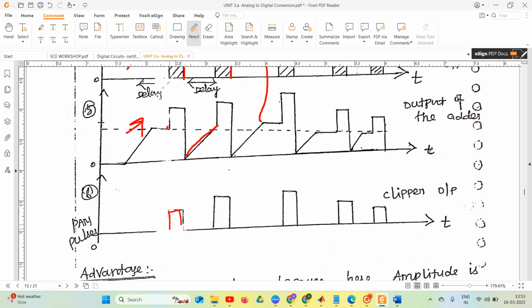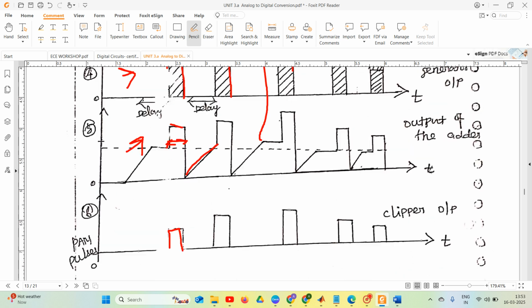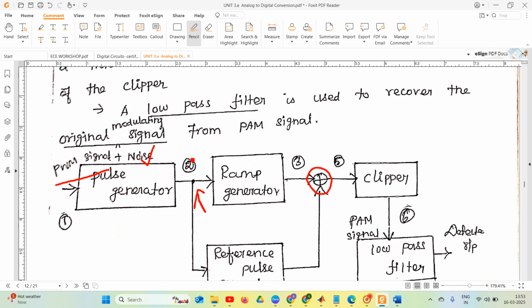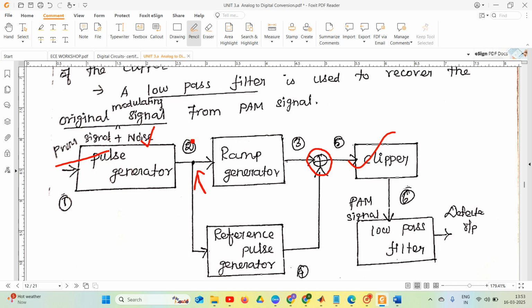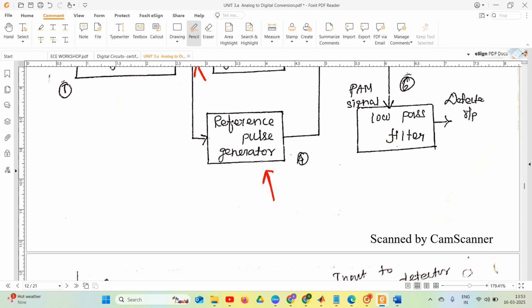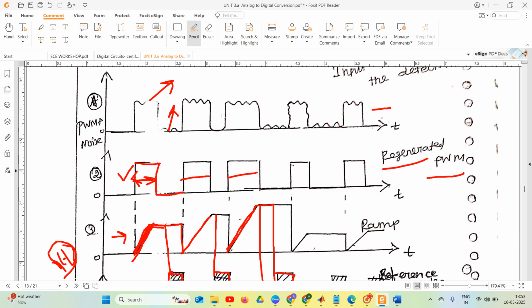We call that one a PAM signal because here I have fixed amplitude, fixed pulse width and constant amplitude. So here I am not getting the variation of pulse width. Okay, so how are we getting this one? By using the clipper circuit. Using this clipper circuit, I am going to remove the unwanted signal.